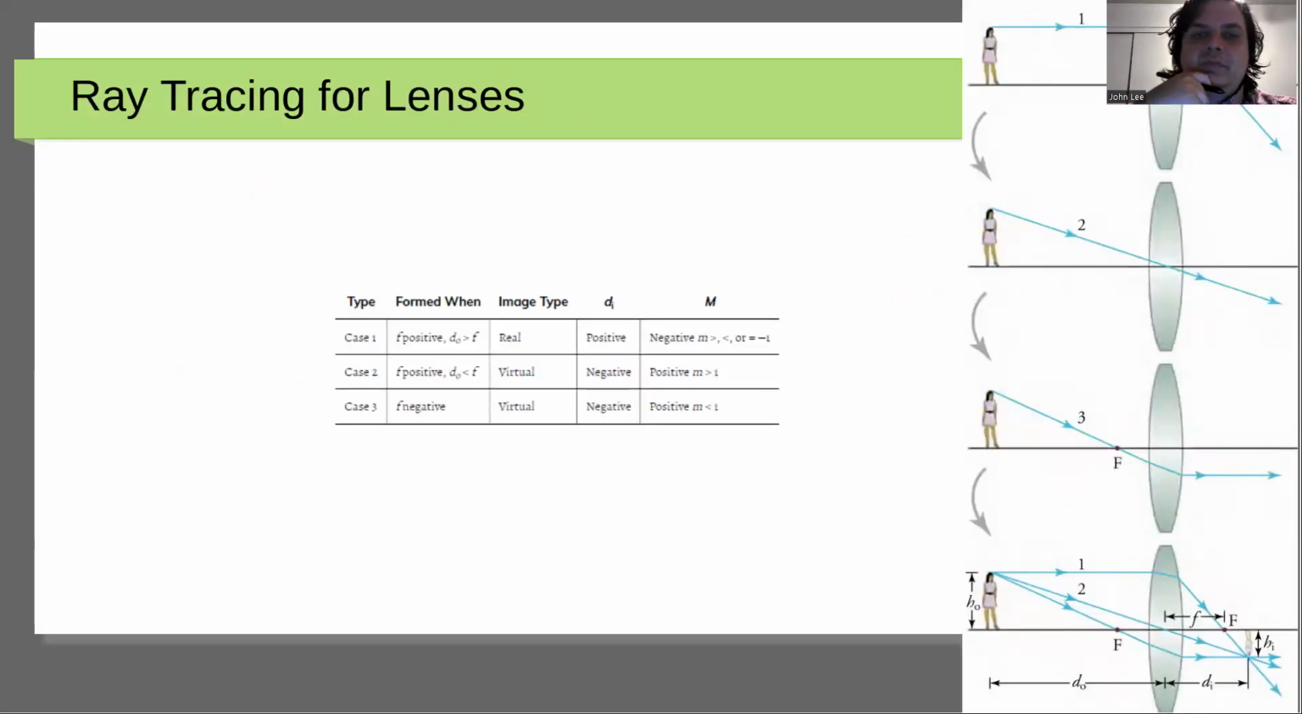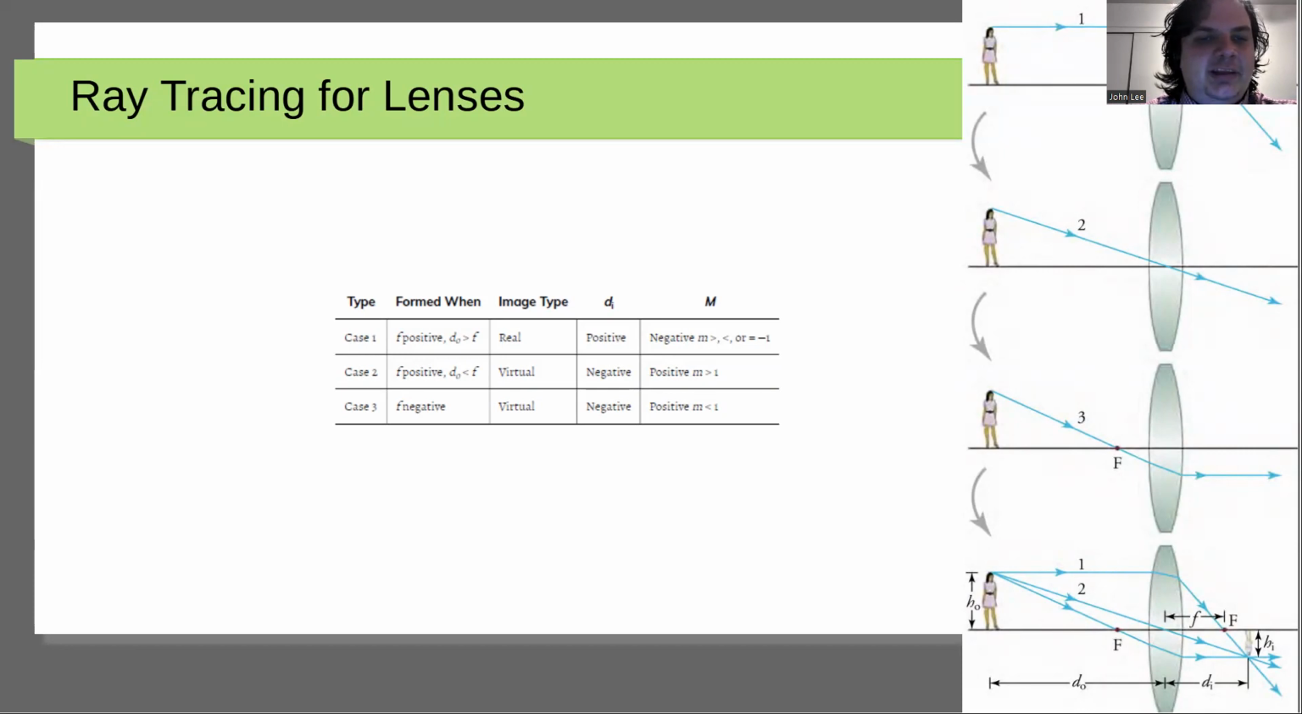So there are different types of cases. Where F is positive, it's a convex lens, and if the distance that you are away from the lens is greater than F, then you're going to get a real image, which means that it's going to be something that actually passes through the point that it looks like it passes through, but it's going to be smaller, and it's going to be flipped around.